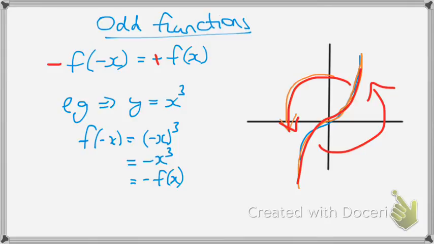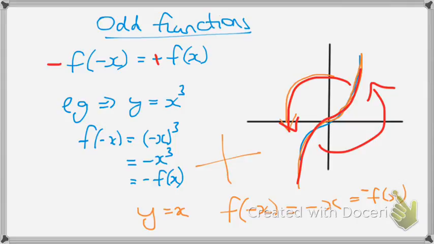Just for your edification, another example is just like y equals x, right? So if I take f(-x), I get minus x, which is minus f(x). And I'll just squeeze it in here. If you think about what that looks like, it's just a straight line through the origin, apparently. And if you spin it 180 degrees, it gets back to where it started.